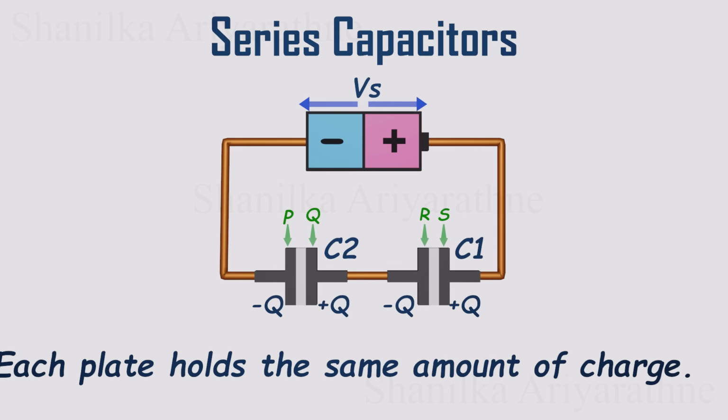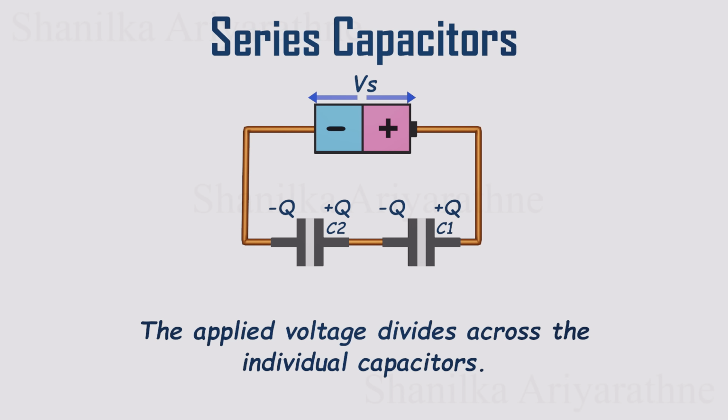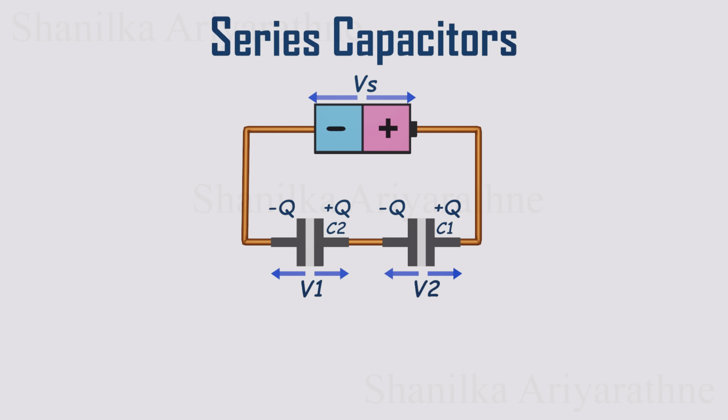Now here's the next big thing. In a series capacitor circuit, the applied voltage doesn't just hit one capacitor, it gets divided across all of them. So if the total voltage from the source is Vs and it's applied across two capacitors, then Vs is equal to V1 plus V2. Now let's dive into calculating the capacitance of each capacitor, starting with the fundamental relationship.